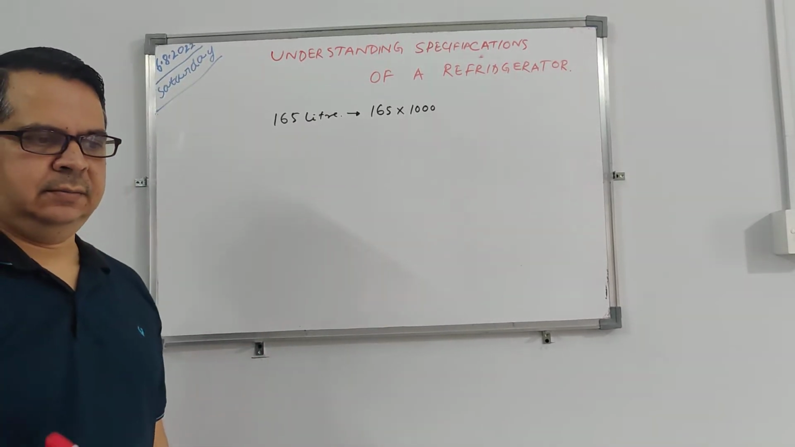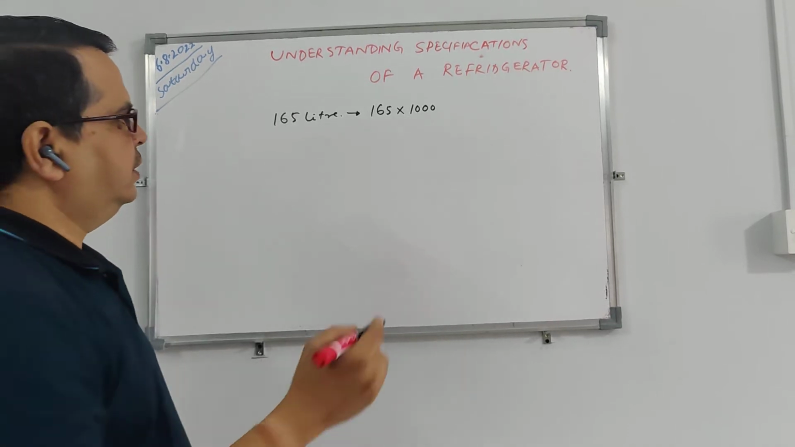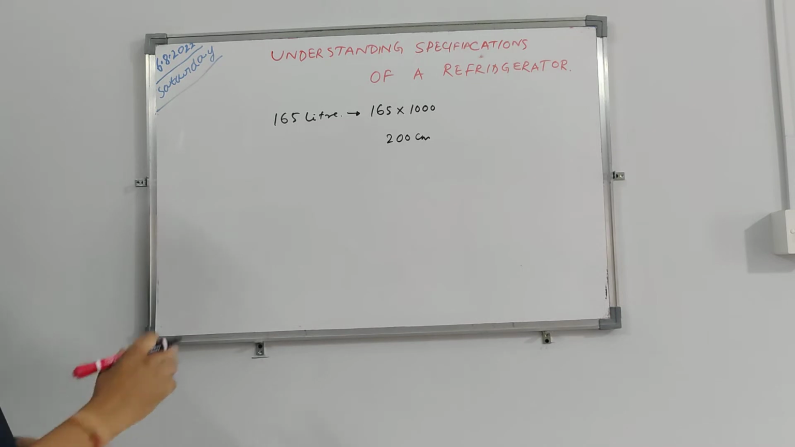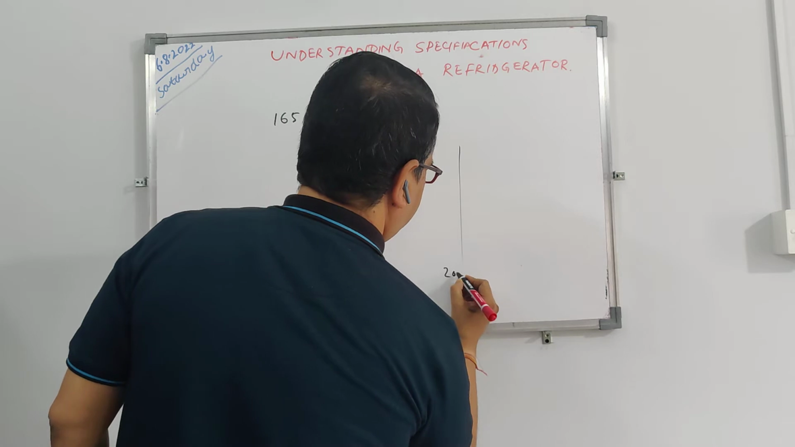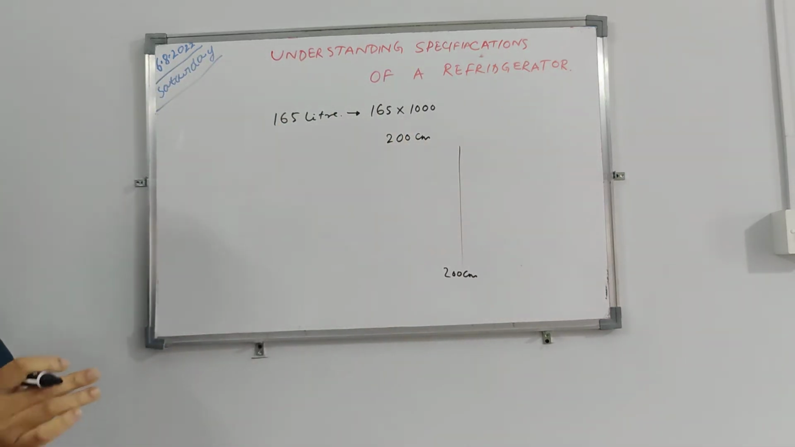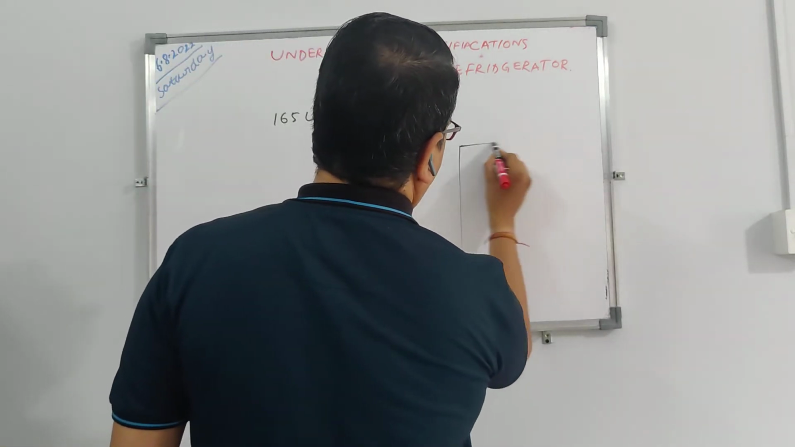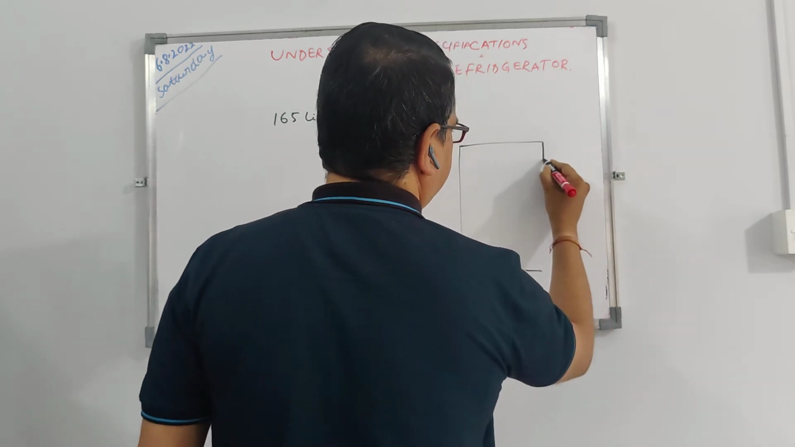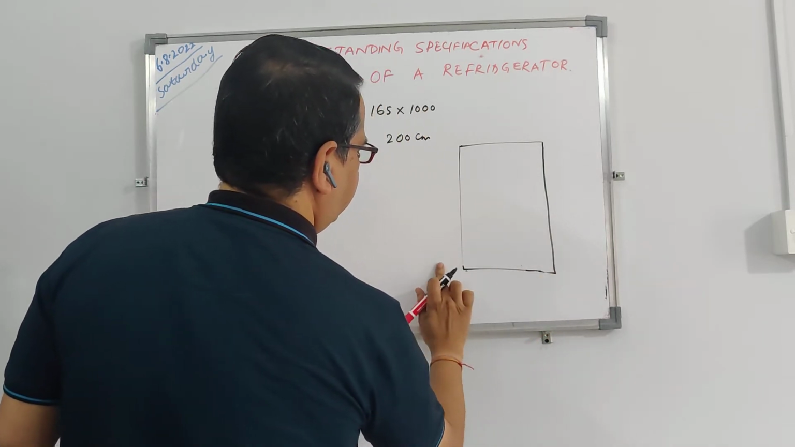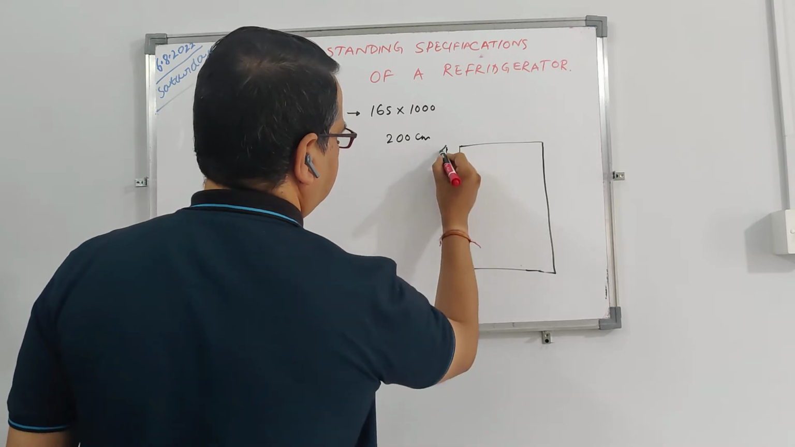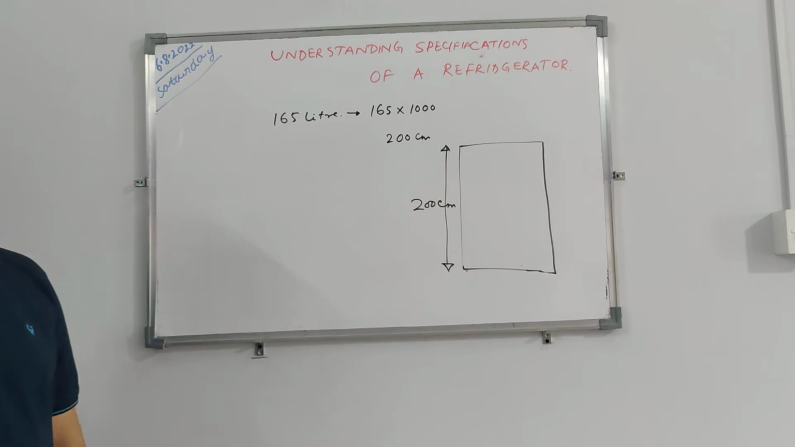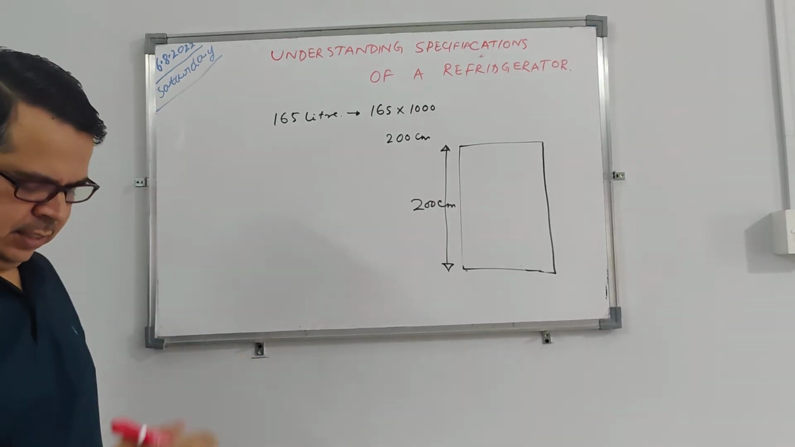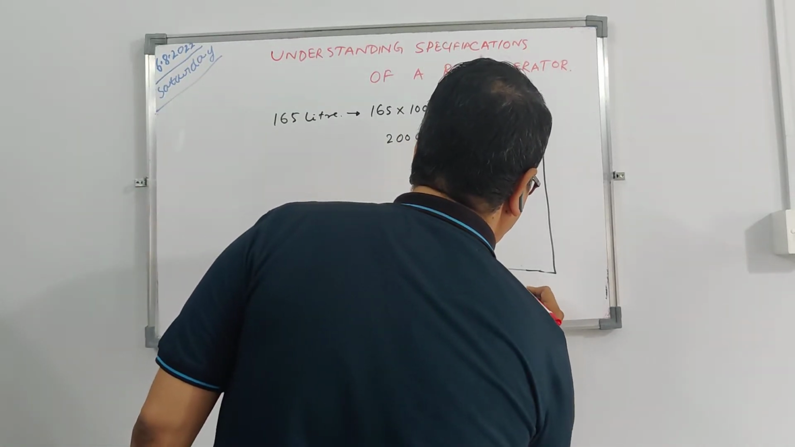Let us say your fridge is 2 meter height, which means 200 centimeter. Let us say this is the width of the fridge. So my height is 200 centimeter, and let us say the width is half of it, 1 meter, which is 100 centimeter. This is just a typical value.